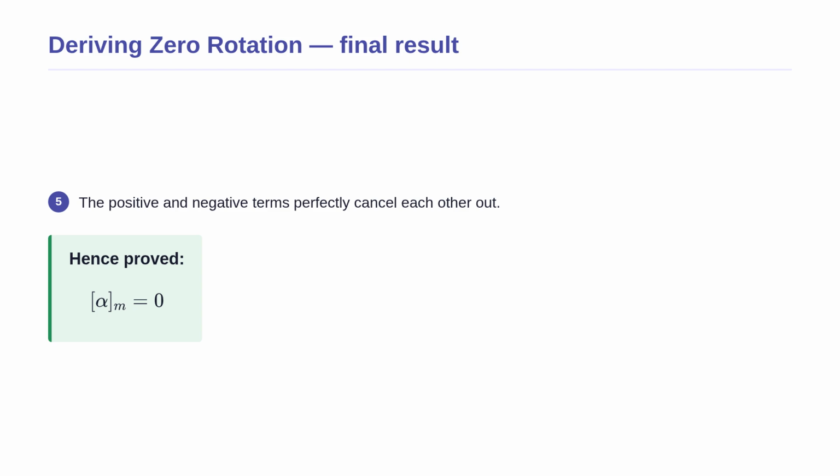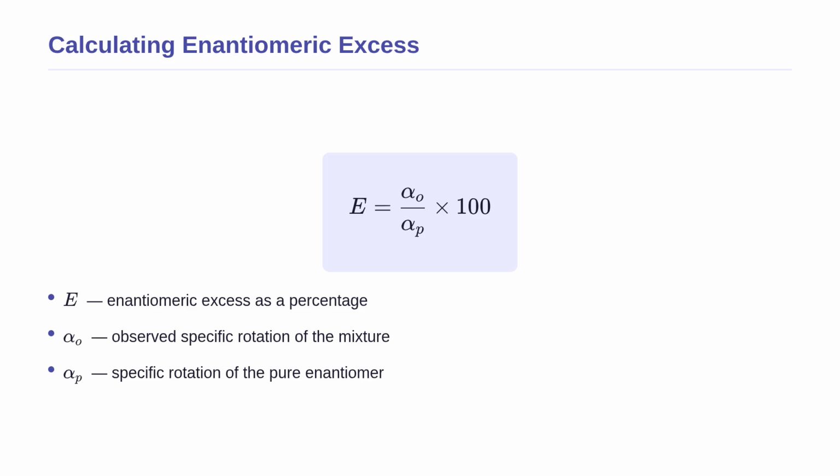Even though the mixture is full of molecules that individually have the power to rotate light, their perfectly balanced opposite effects result in complete optical inactivity. This is a beautiful example of how physical symmetry translates directly into mathematical cancellation, giving us a final result of 0. So, we have proven that a perfect racemic mixture has zero rotation.